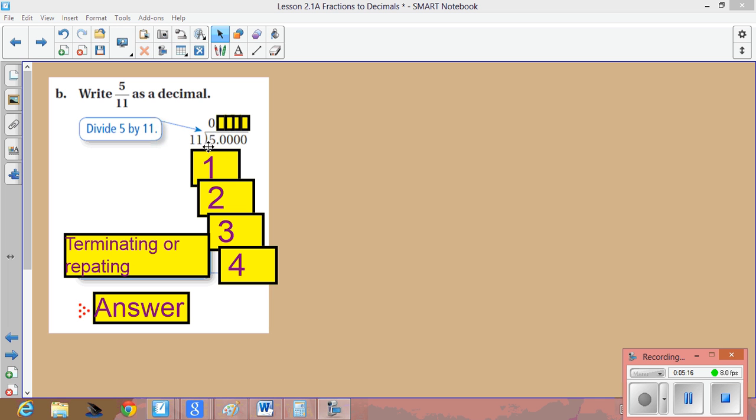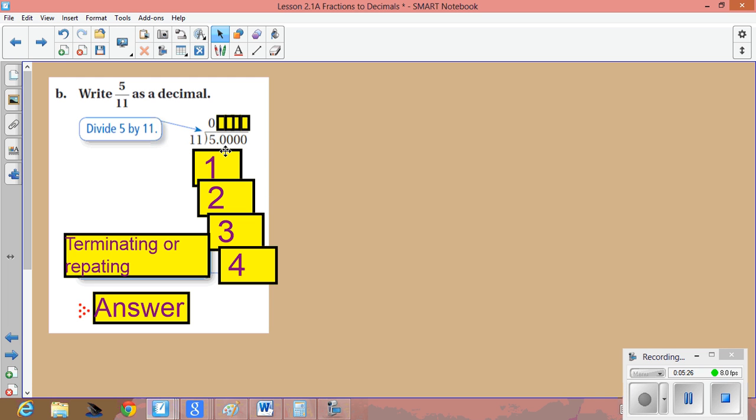Can 11 go into the number 5? And I'm sure all of you answered no, so you are welcome to add a decimal point and 1 0. From here, how many times does 11 go into 50? And I hope you are saying 4. So 4 times 11 is 44. Subtract 50 minus 44 to get 6 and bring down your next 0. How many times does 11 go into 60? I hope you are saying 5.